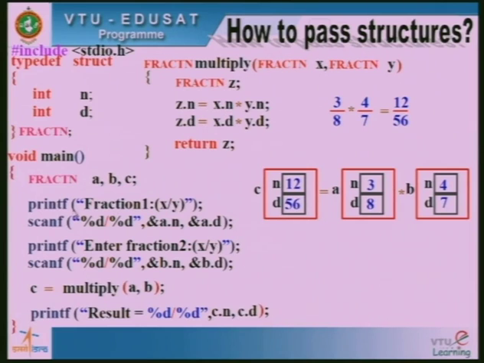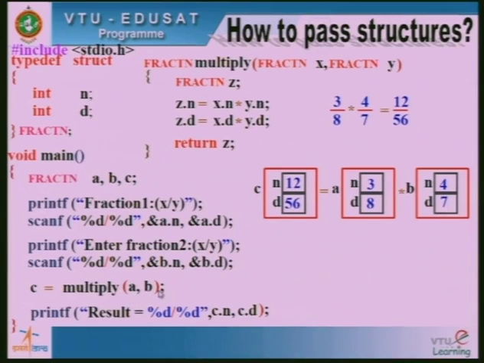Now we know how to read two fractions, how to write a function multiply, and how to call the function multiply. Remember, what is this a and b? A and b are not the members inside a structure. A and b are structure variables. So we are passing structures. Now we know how to pass structures. In the previous example, we have seen how to pass members of a structure. Here we have seen how to pass structures. I think we can stop at this point and let us continue in the next class. Thank you.